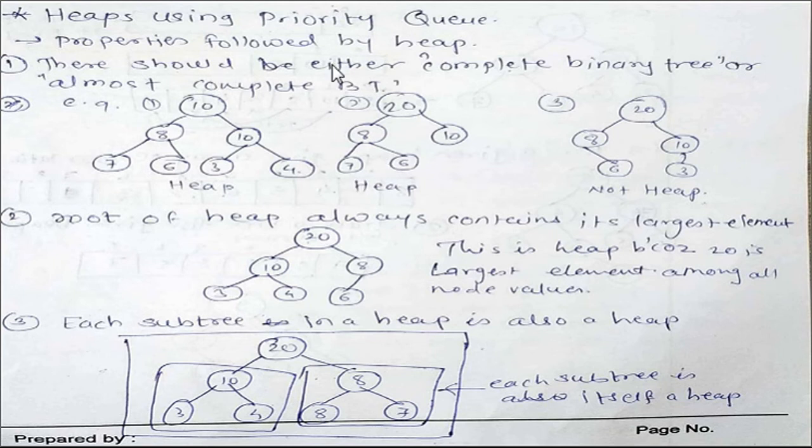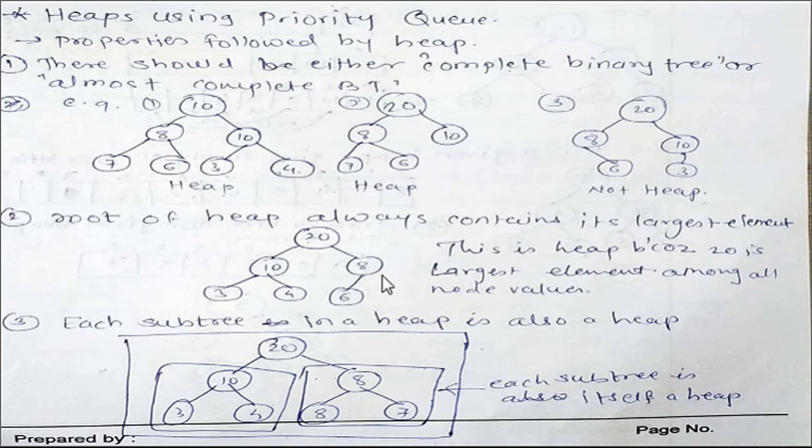Again, this is an almost complete binary tree, so this is also a heap. But this violates the properties of both a complete binary tree and an almost complete binary tree, so this can't be a heap. Next, the root of a heap always contains the largest element in the tree.